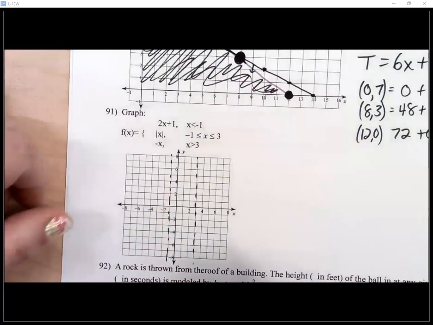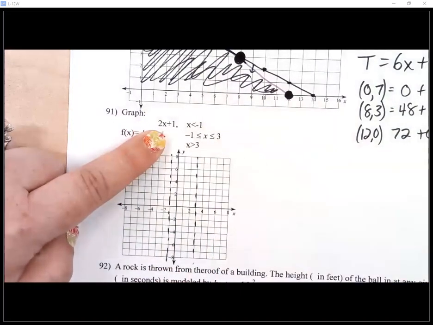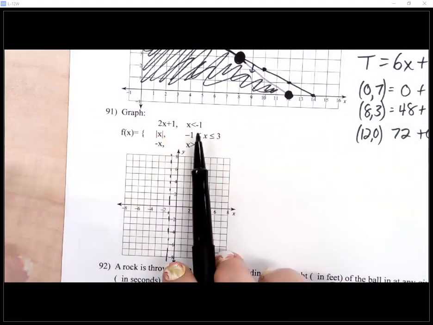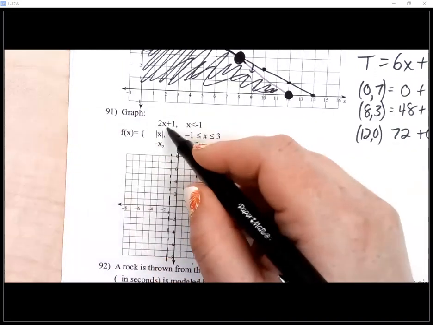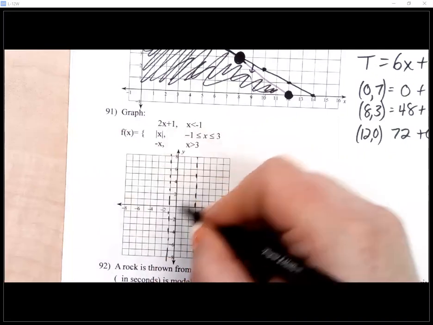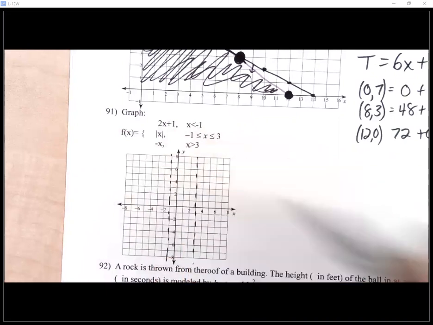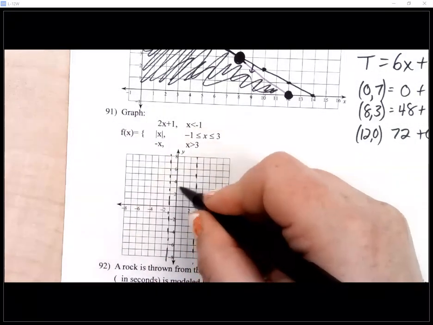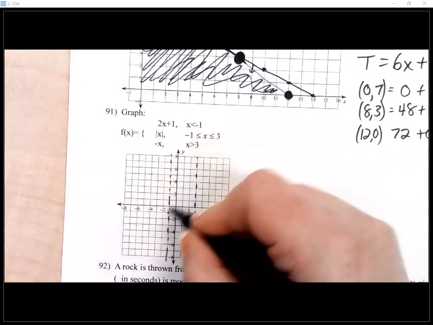Next thing. So I'm going to graph 2x plus 1. That's a straight line, isn't it? But it should only be graphed when x is less than or equal to -1. So how do you normally graph 2x plus 1? Don't you start at 1 and go up 2 over 1, up 2 over 1? Right? But you can't draw it here. So yeah, I normally start at 1.